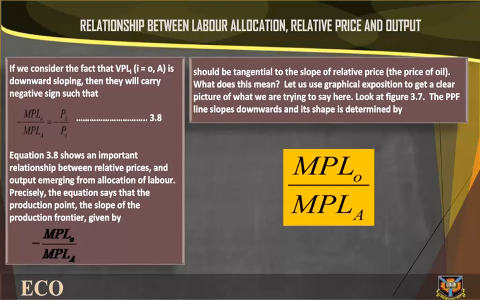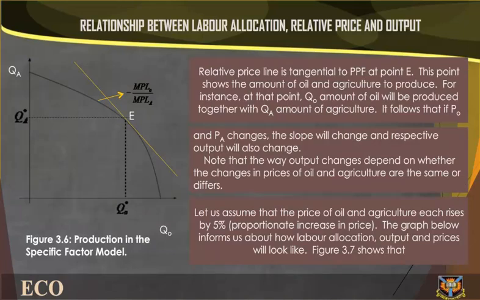What does this mean? Let us use a graphical exposition to get a clear picture of what we are trying to say here. Look at figure 3.7. The PPF line slopes downwards and its shape is determined by figure 3.6, production in the specific factor model. The relative price line is tangential to the PPF at point E. This point shows the amount of oil and agriculture to produce. For instance, at that point, Q0 amount of oil will be produced together with QA amount of agriculture.